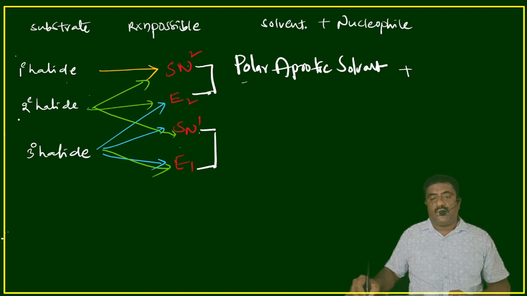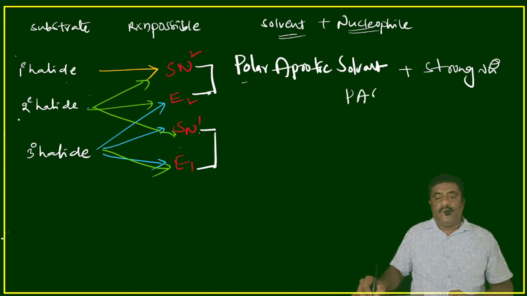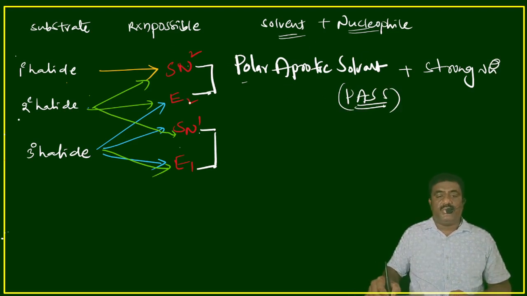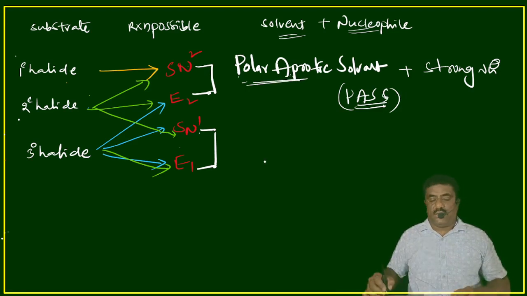Polar aprotic solvent. What is the nucleophile? Strong nucleophile. So how to remember? PAS. SN2, E2 go with PAS: polar aprotic solvent and strong nucleophile. Now have a look at SN1, E1.